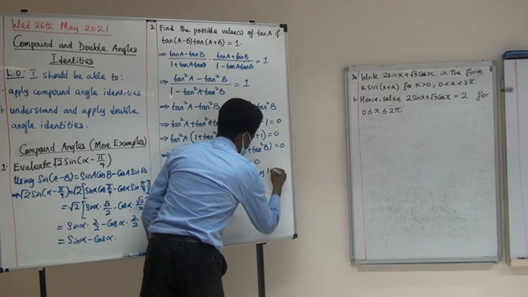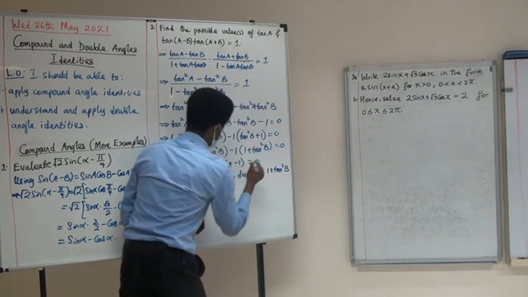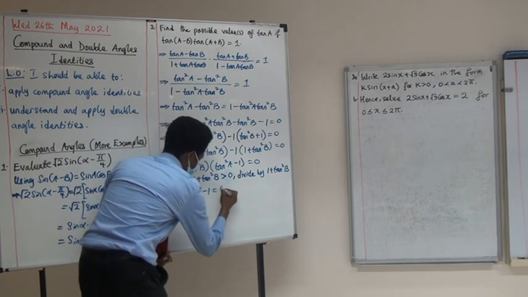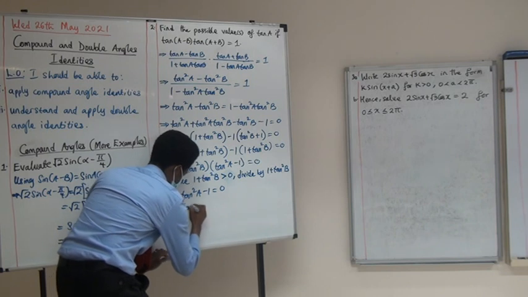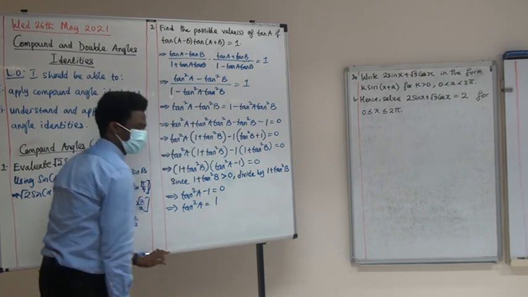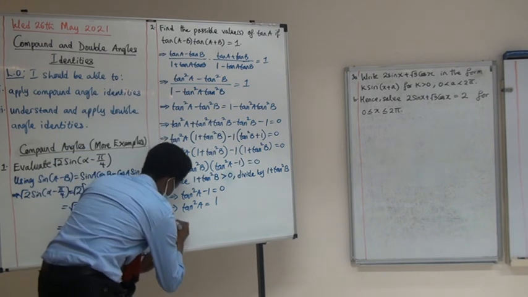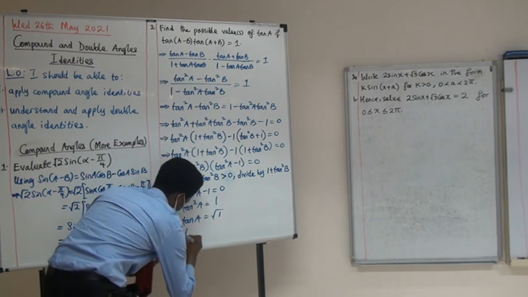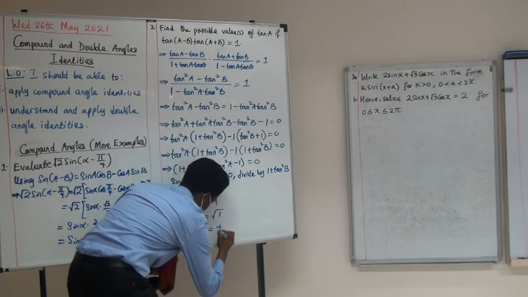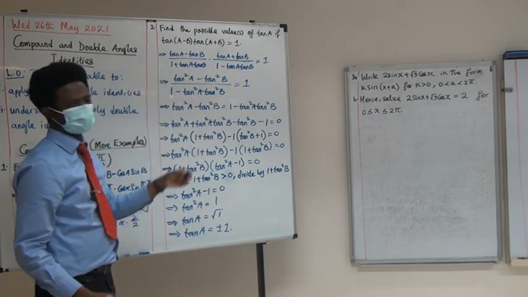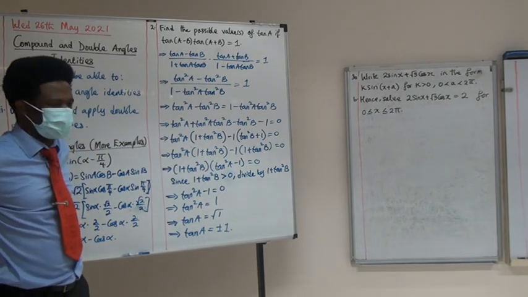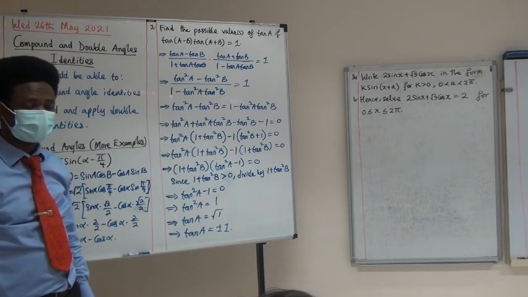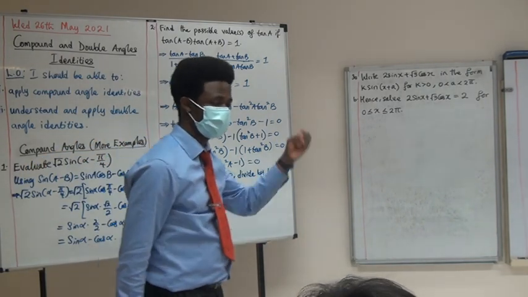Divide by 1 plus tan squared b. If you divide, then you have what? Tan squared a minus 1 equals 0. It means tan squared a is equal to, what do we do next? Plus or minus. So it means tan a is the square root of 1. Then tan a is plus or minus 1. That's why the question says values. Don't try to find arctan. No one asks you for a. Find tan a, you get to tan a, you stop.